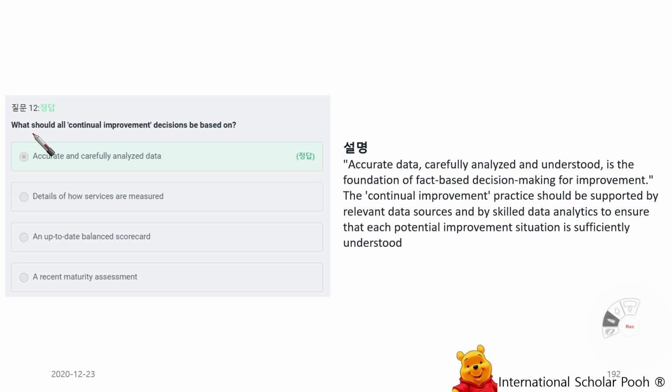What should all continual improvement decisions be based on? Accurate and carefully analyzed data. Accurate data carefully analyzed and understood is the foundation of fact-based decision-making for improvement. The continual improvement practices should be supported by relevant data sources and by skilled data analytics to ensure that each potential improvement situation is sufficiently understood.